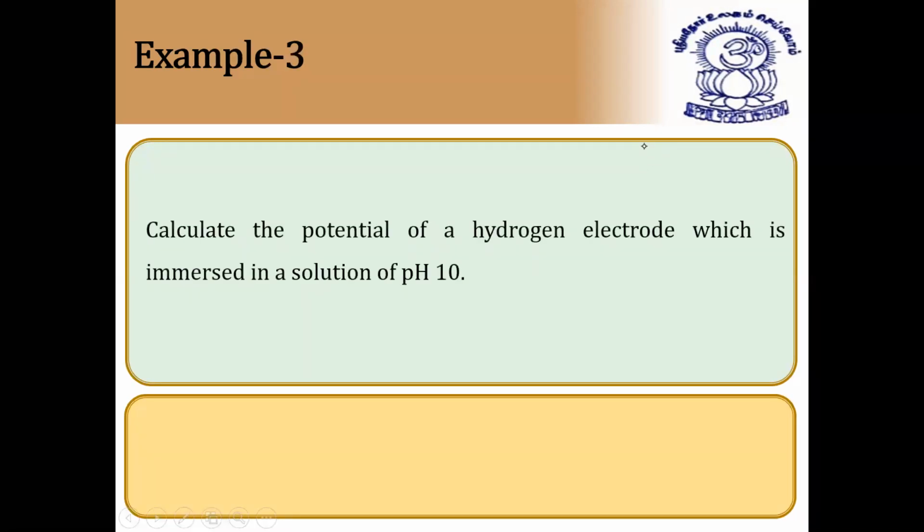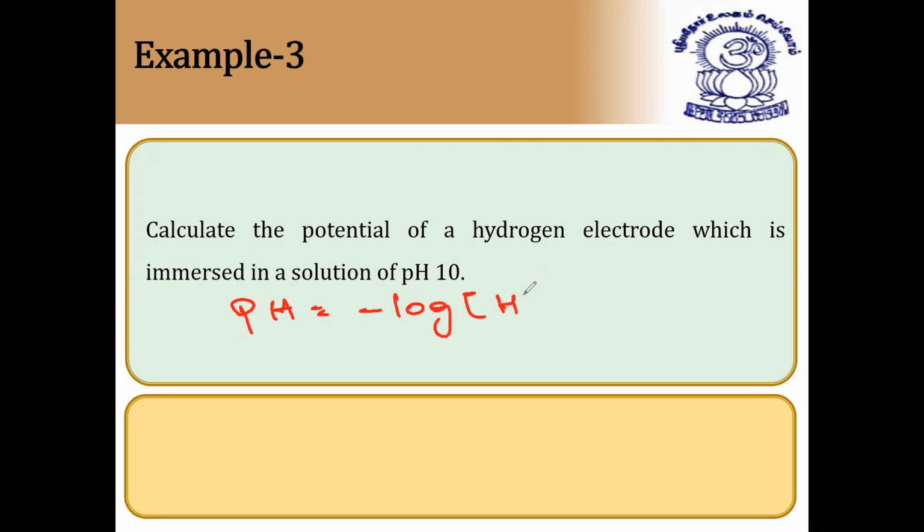Example 3. Calculate the potential of a hydrogen electrode which is immersed in a solution of pH equal to 10. They have given pH. This is also a single electrode potential. pH is nothing but the negative logarithm of H plus concentration. So pH equal to 10 means H plus concentration is 10 to the power of minus 10. So this concentration you have to take, because this is also single electrode potential.